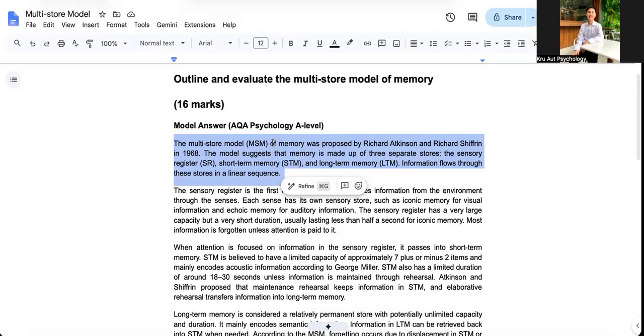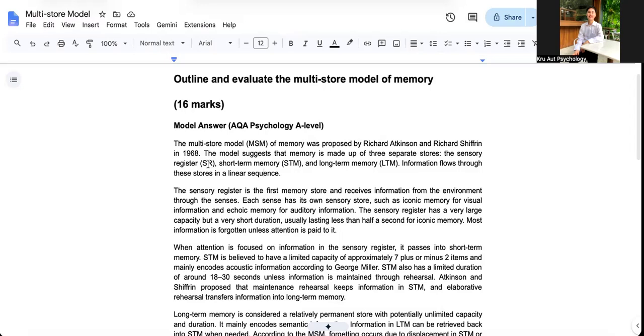The multi-store model of memory was proposed by Atkinson and Shiffrin. I wrote the full name, but that's not necessary. The year 1968 is also not that necessary to include, but it's just an introduction that's good to have. Actually, you can start here, to be honest. The multi-store model suggests that memory is made up of 3 separate stores: the sensory register, short-term memory, and long-term memory. Information flows through these stores in a linear sequence. So we're setting up an introduction, which is not that necessary, but it's good to have before going into our first store, sensory register or sensory memory. It's called differently, but it's the same thing.